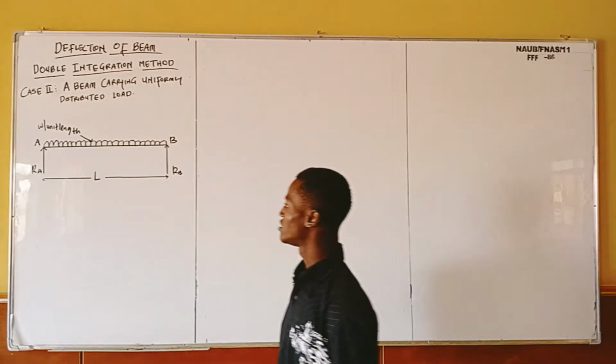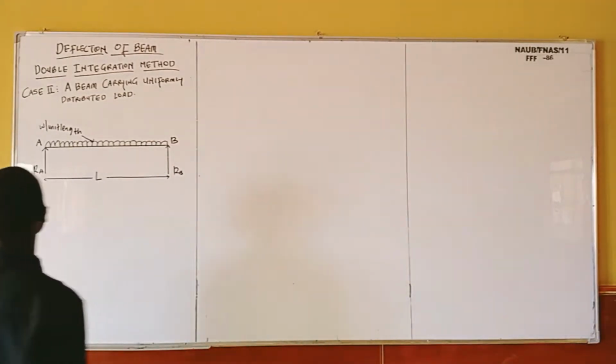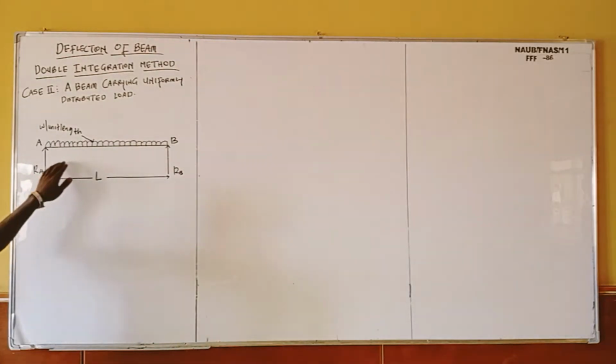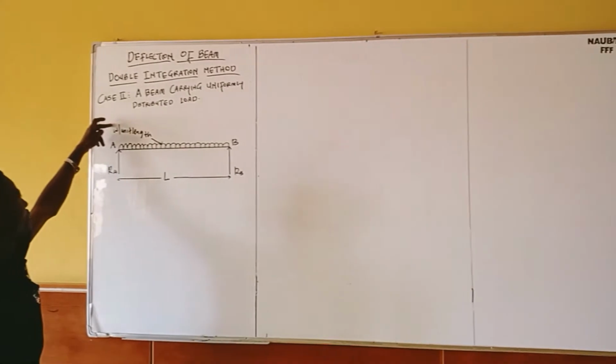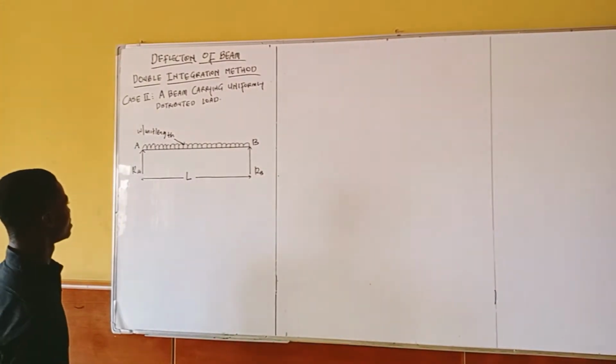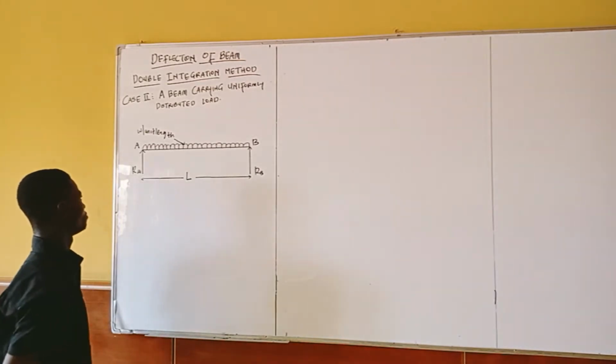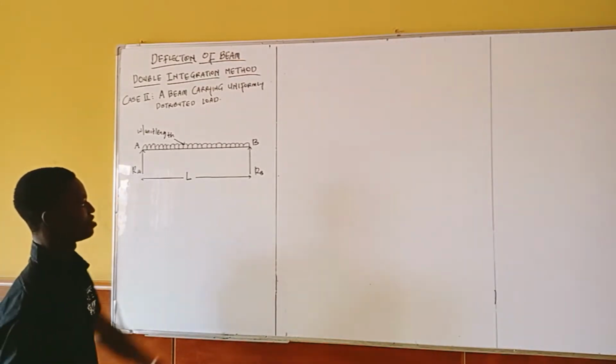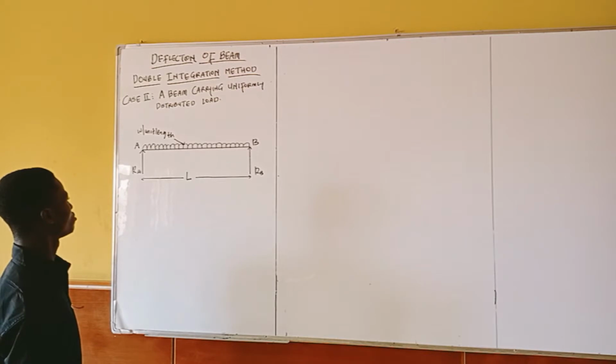So if you look at this diagram very well, you can see that the beam is uniformly distributed, and w is the load per unit length. That is, the weight on top of the beam is per unit length. L is the length of the beam, and RA and RB are the reactions at the supports of the beam.